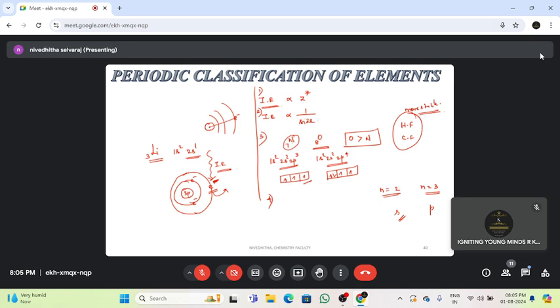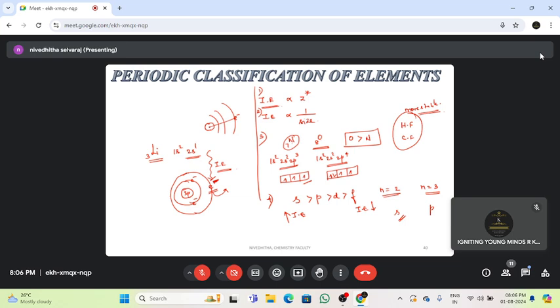So if the electron is present in the S subshell, it is very difficult to remove. So we have to supply more energy on this S electron. But relatively, P electrons can be removed easily. Relatively, d electrons can be removed easily. Relatively, f electrons can be removed easily. So for s electrons, ionization energy will be more, and for f electrons, ionization energy will be less. So this is the order. So ionization energy depends on this penetration effect also.